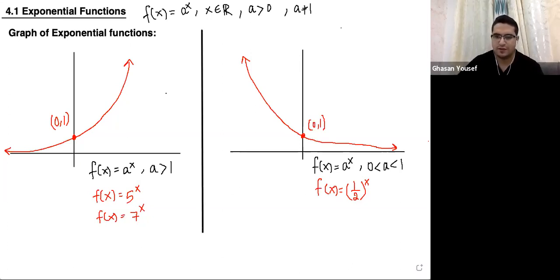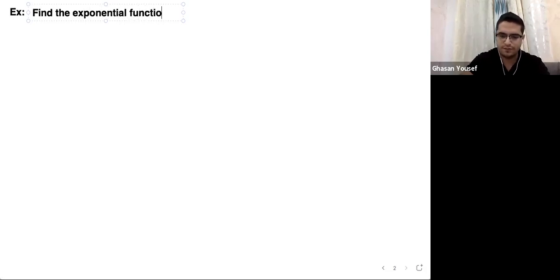Now today we're going to give some examples for this. So my first example, example number 1, is: find the exponential function f of x equal a to the power x, whose graph is given.